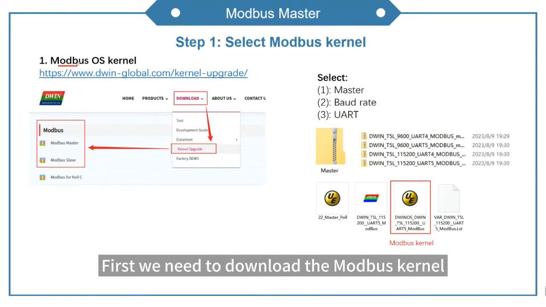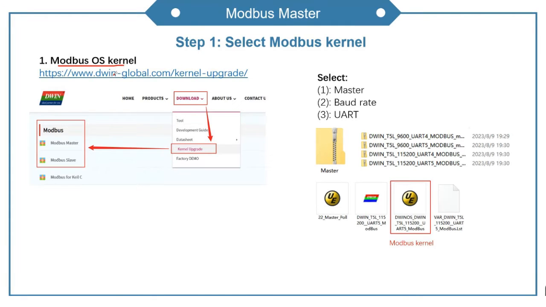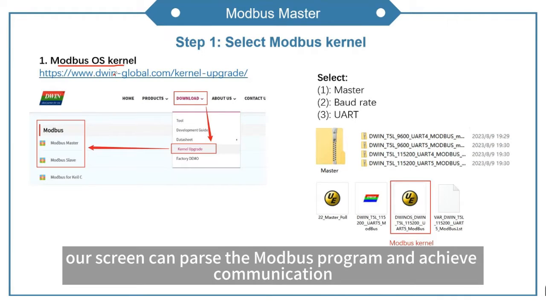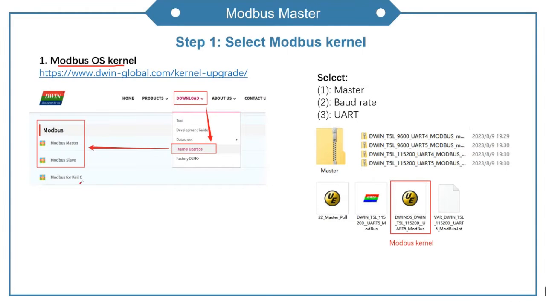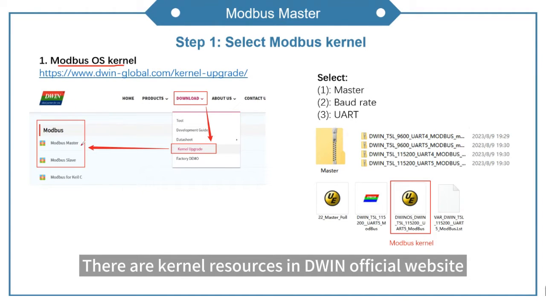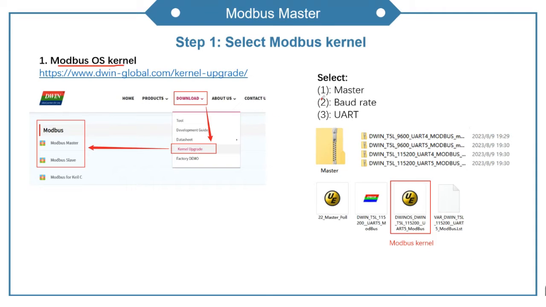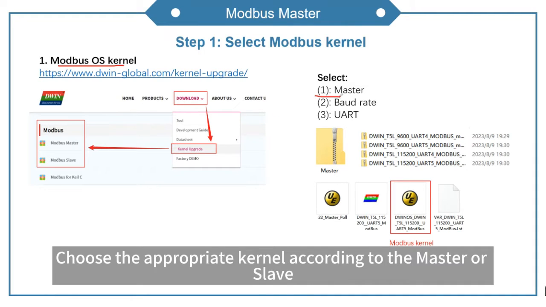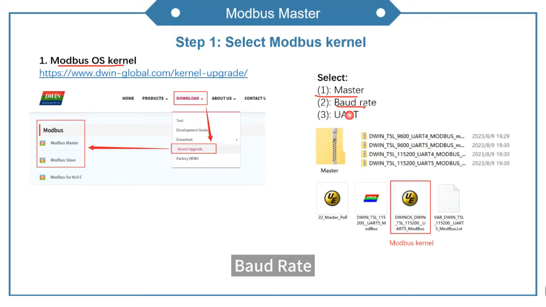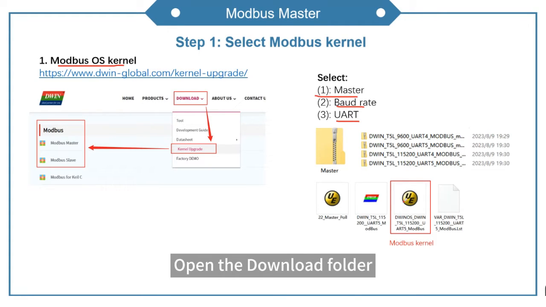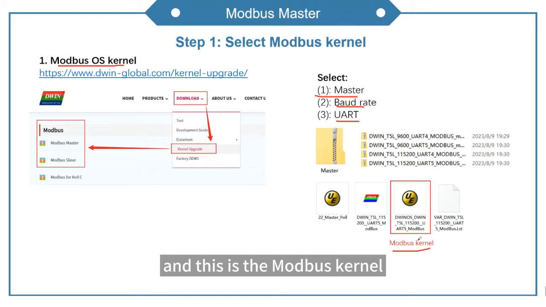First we need to download the Modbus kernel. In this way, our screen can parse the Modbus program and achieve communication. There are kernel resources in DWIN official website. Choose the appropriate kernel according to the master or slave, baud rate, serial port number. Open the download folder and this is the Modbus kernel.